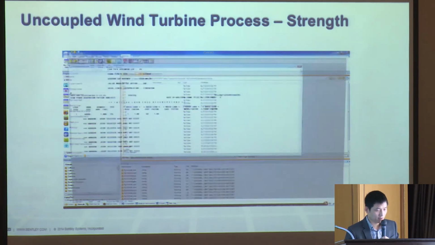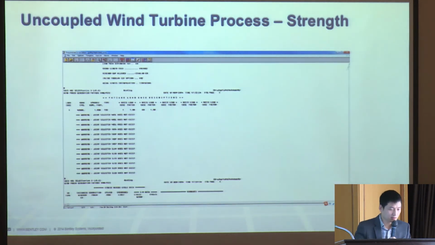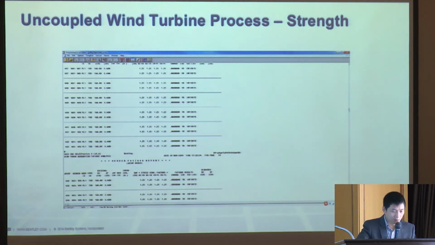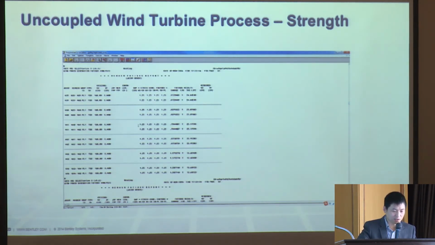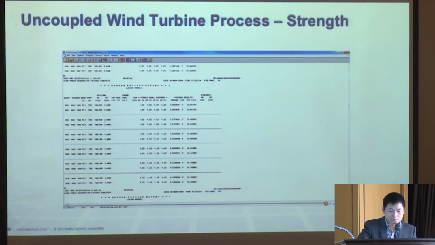Okay, finally we open the results list file. We have the fatigue damage result here. 여기에 패티그 데미지에 대한 그 결과 값이 나옵니다.